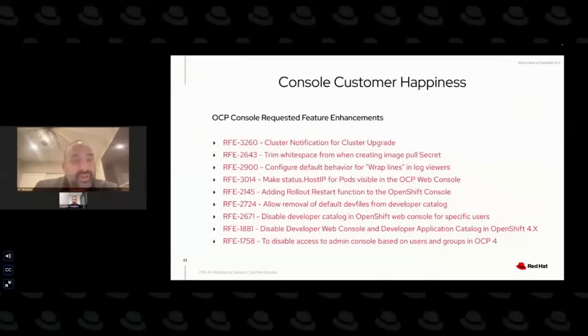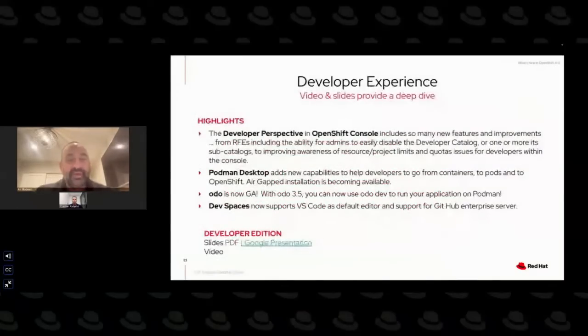All right, so for the developer experience, we have so much content that we created a separate session for it. Highlights are around enhancements to the dev console, Podman Desktop, Dev Spaces, and odo becoming GA. So for the deep dive into the developer features being delivered in and alongside OpenShift 4.12, please check out the linked video and slides at the bottom of this slide. And now I'd like to pass it off to James Faulkner.